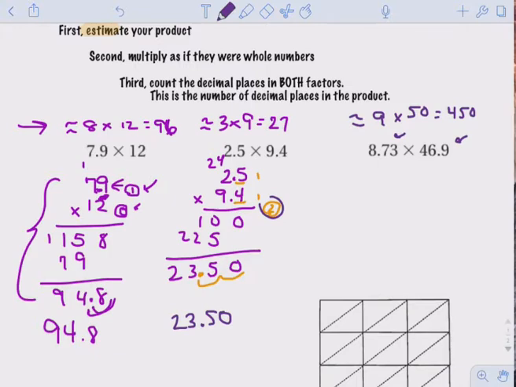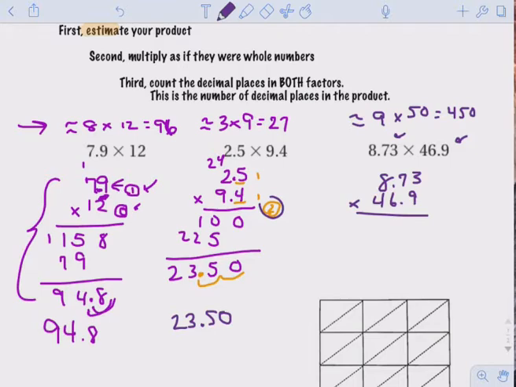All right, so we have 8.73 times 46.9, and notice, unlike adding and subtracting decimals, you do not need to line up your decimal point. In fact, if you do line up your decimal point, you actually end up making more work for yourself because you're adding in zeros.